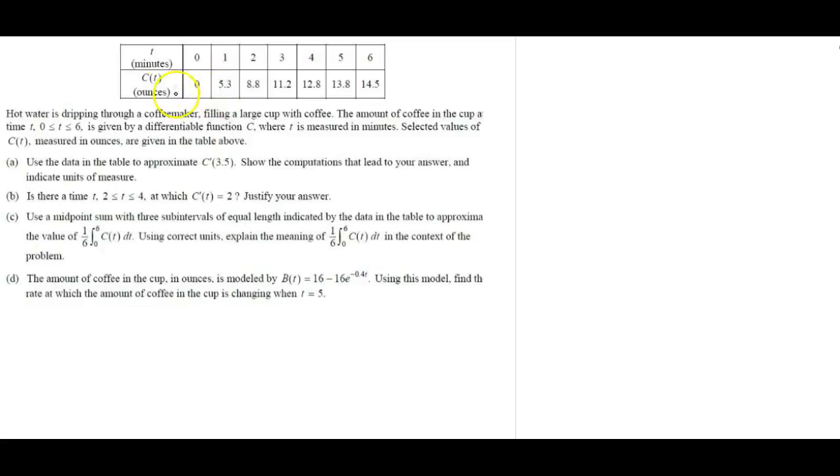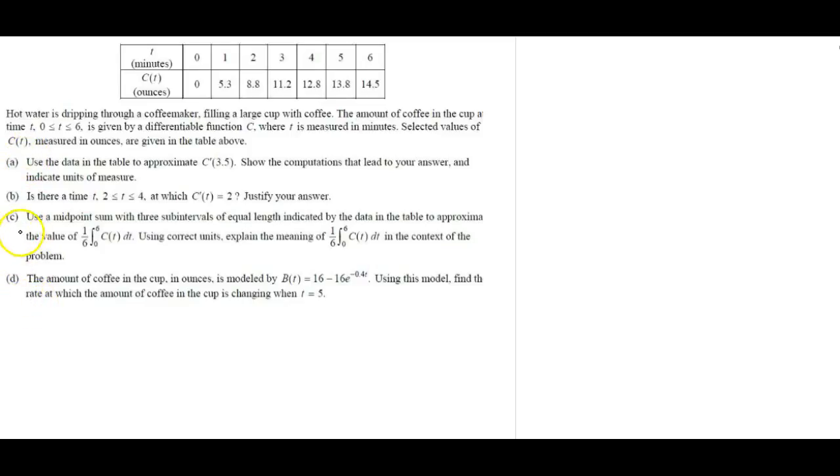Alright, another problem. So I have hot water dripping through a coffee maker, filling a large cup with coffee. The amount of coffee in the cup at time t between 0 and 6 is given by a differentiable function c, where t is measured in minutes. Selected values of c of t, measured in ounces, are given in the table above. So I have, as time goes on between 0 and 6, how much coffee in ounces is in the cup at these respective times.